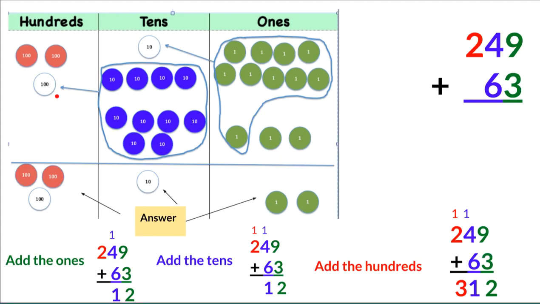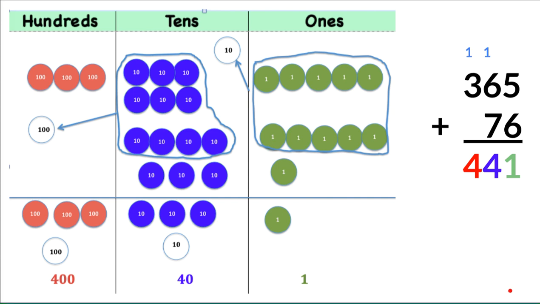Now we're going to see what we have left. We have 300, 110, and 2 units. The answer is 312. Another quick addition problem.